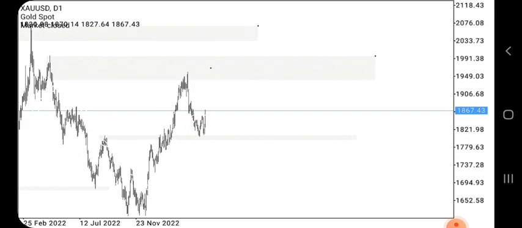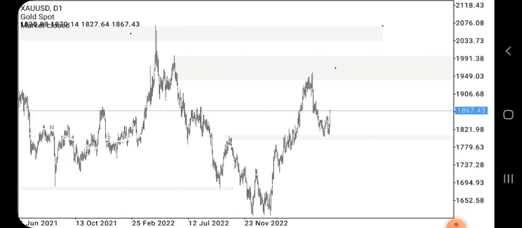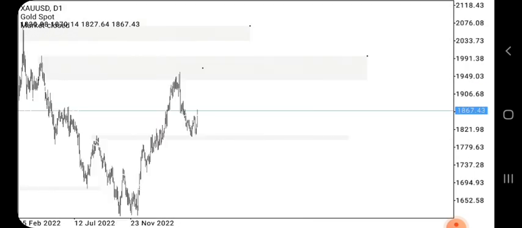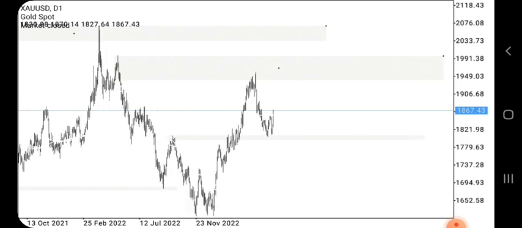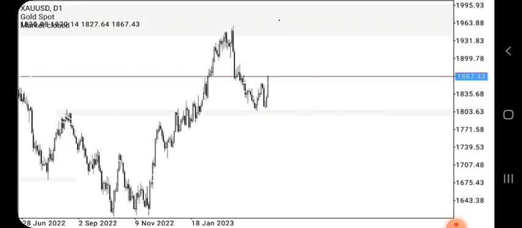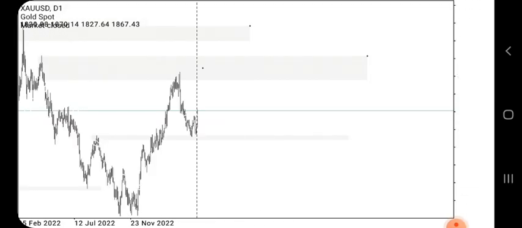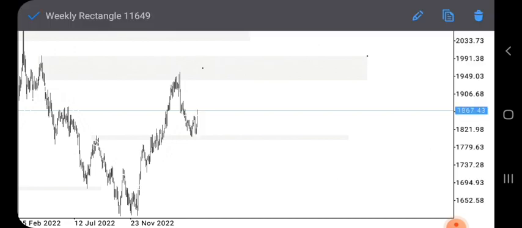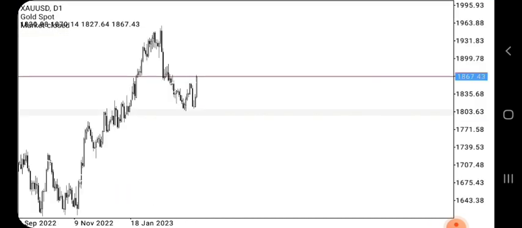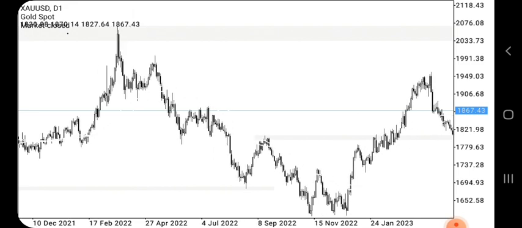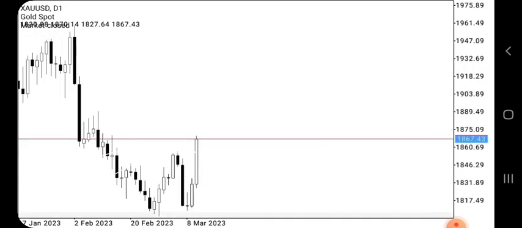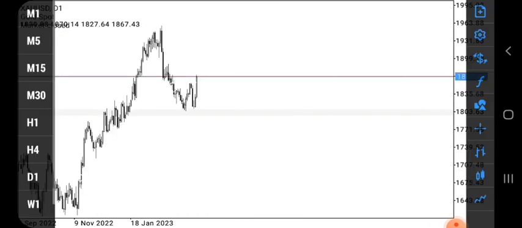So you can see that, guys, the weekly time frame is bullish. As you can see, the weekly time frame is still bullish. So you can see the pullback. Right now, guys, I'll just delete this. Okay, right now, guys, the only thing that we are waiting for on gold is the break of structure.